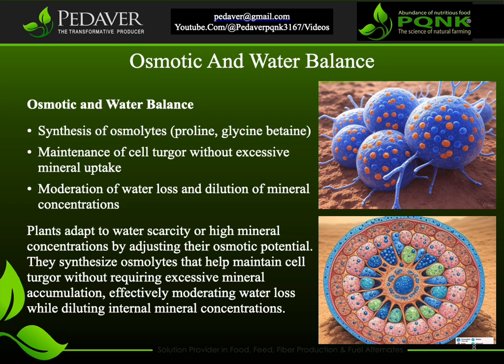Osmotic and water balance. Synthesis of osmolytes, proline, glycine betaine. Maintenance of cell turgor without excessive mineral uptake. Moderation of water loss and dilution of mineral concentrations. Plants adapt to water scarcity or high mineral concentrations by adjusting their osmotic potential. They synthesize osmolytes that help maintain cell turgor without requiring excessive mineral accumulation, effectively moderating water loss while diluting internal mineral concentrations.